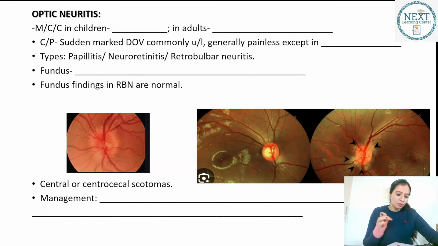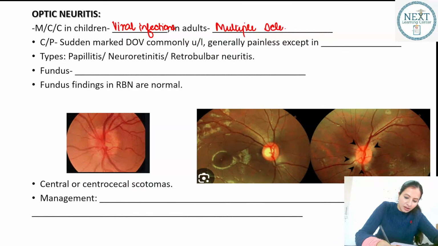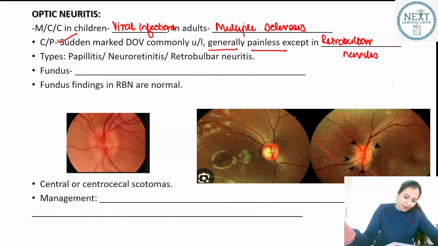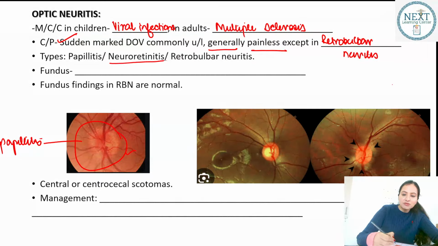Then optic neuritis, most common cause in children is your viral infections, but most common cause in adults is your multiple sclerosis. Then it is characterized by sudden marked diminution of vision unilaterally. It is generally painless except in your retrobulbar neuritis. Types can be either papillitis, which is when only your optic nerve head is involved, or neuroretinitis when your retina is also involved, or retrobulbar neuritis. Retrobulbar means behind the optic nerve.